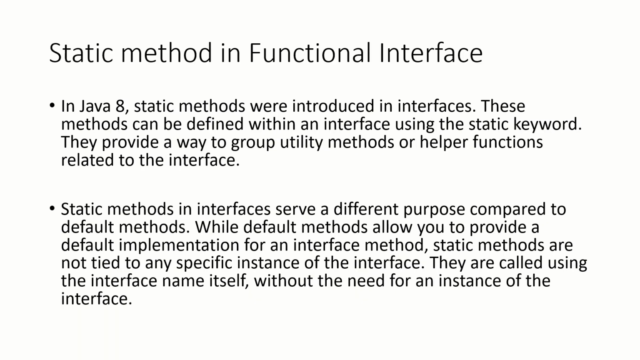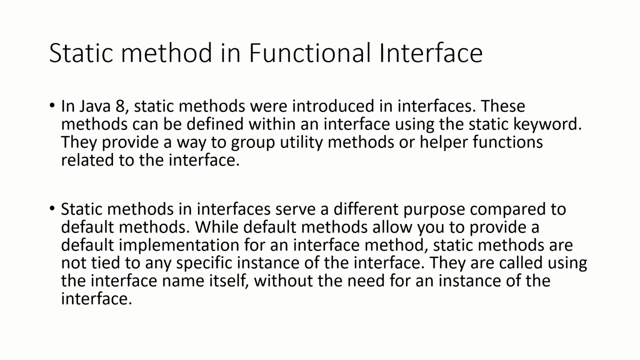Now, coming to the static method in the functional interface. In Java 8, static methods were introduced in interfaces. These methods can be defined within an interface using the static keyword. They provide a way to group utility methods. Listen carefully. They provide a way to group utility methods or helper functions related to the interface. So the main purpose of a static method is to provide a way to group utility methods or helper functions related to the interface. And these methods are directly called with the name of the interface.